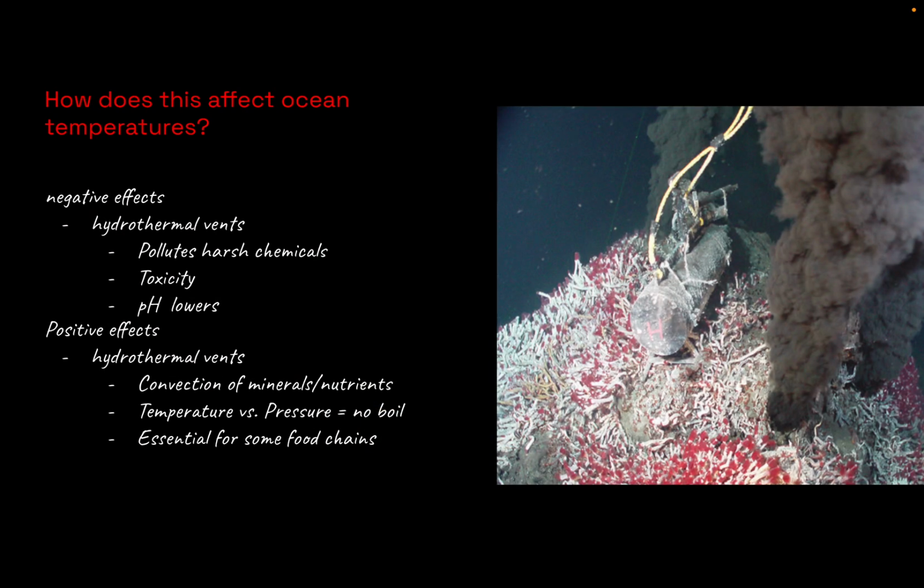So hydrothermal vents can pollute harsh chemicals or release toxins. This can be bad for a lot of species, but it also can convect a lot of minerals and nutrients for other species. So the temperature of these vents are around 700 degrees Fahrenheit, which is very hot, but since the pressure of the ocean is so high down below, it will not boil. But yes, the convection recycles these nutrients, which is very helpful.